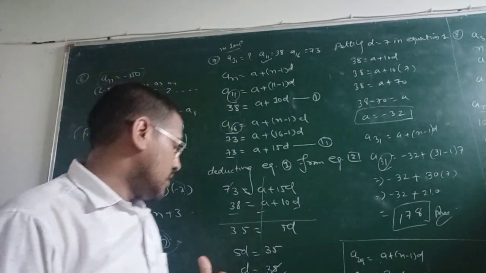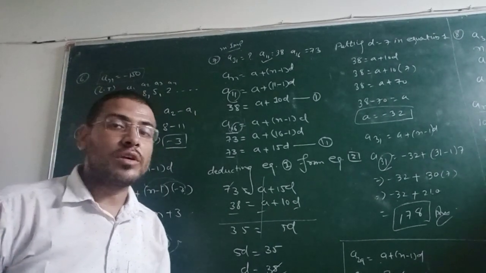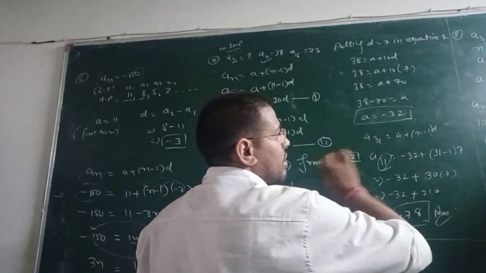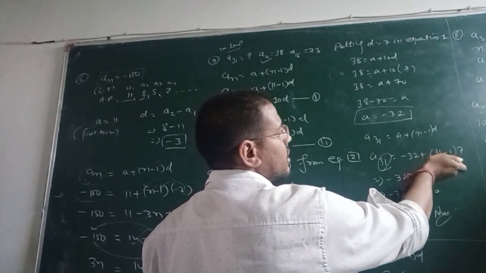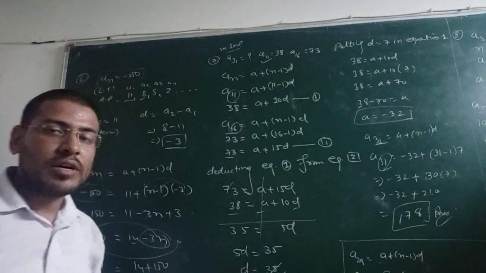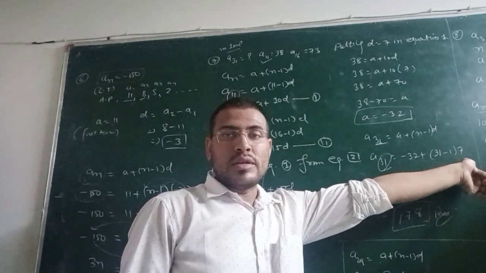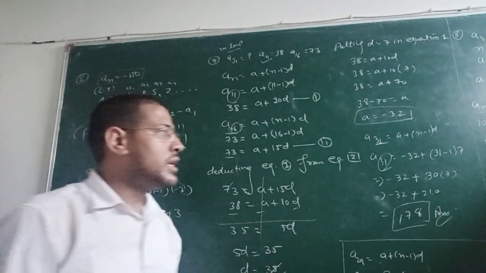A is there, d is there. But what have they demanded? They have demanded a31. Now how to find a31? So a plus n minus 1 d, you have given all the data. A is minus 32 plus 31 minus 1, because we want to find a31. So n is taken as 31. 31 minus 1, so 30 into 7. So we will multiply 30 by 7, and that will be 210.